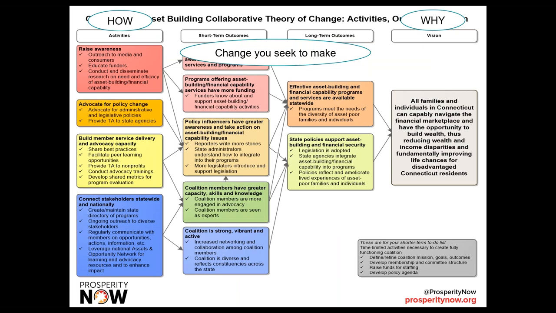So let's go to the next example of a theory of change that we worked on with a coalition in Connecticut, maybe 6-7 years ago. It's been a while. They were wanting to bring service providers and advocates together around the table for a statewide coalition. And how we did this exercise with them to build the theory of change was we started with the why. If you start with the vision on the right side of the screen, this is the why. Why is this group coming together in Connecticut?